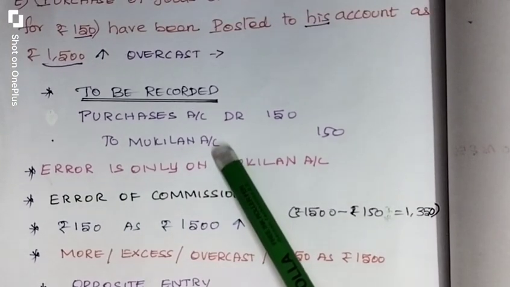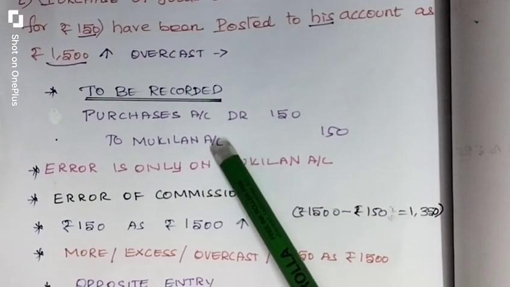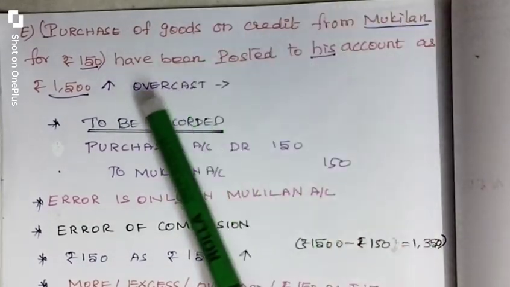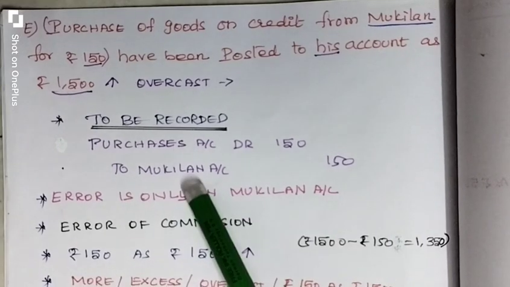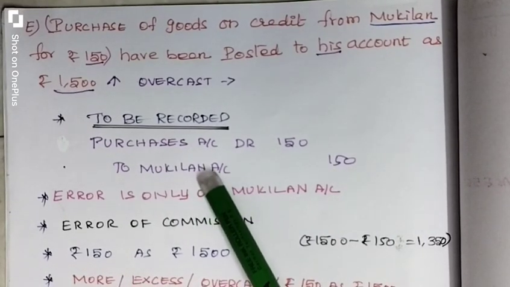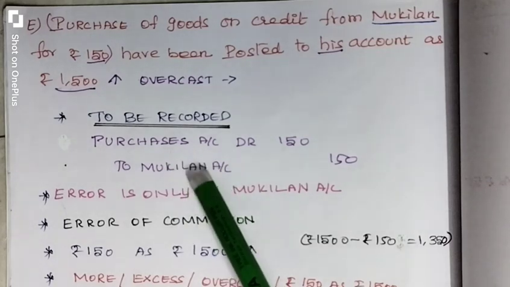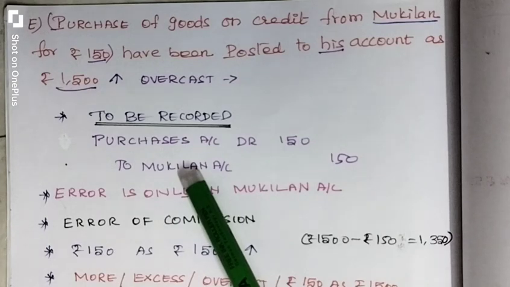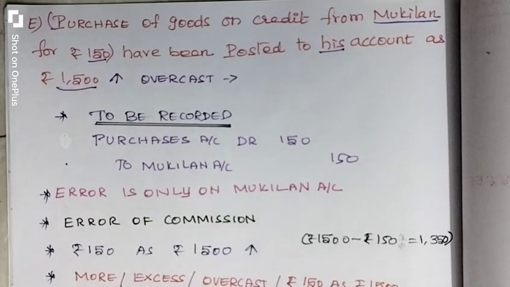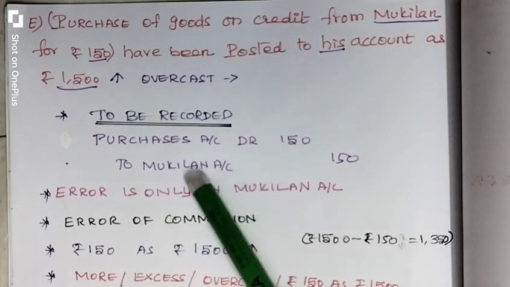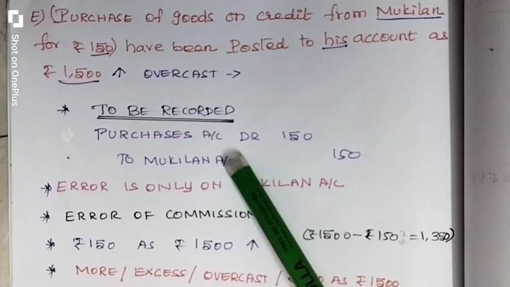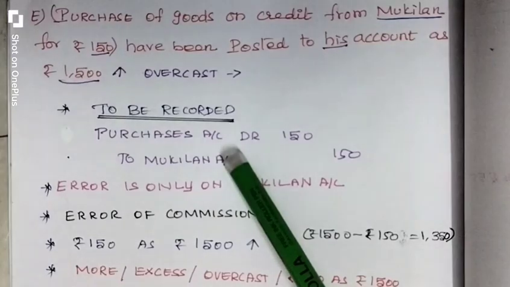Listen, where is the Mukilan account? Generally, Mukilan account is on the credit side, because purchased goods on credit from Mukilan means purchases account debtor to Mukilan account. Where is the Mukilan account? Mukilan account is on the credit side. Okay. So which account is affected? The error is only on Mukilan account. Right? So how do you rectify it? You have to debit the Mukilan account. Here Mukilan account is on the credit side. You have to debit the Mukilan account only. The error will be rectified.